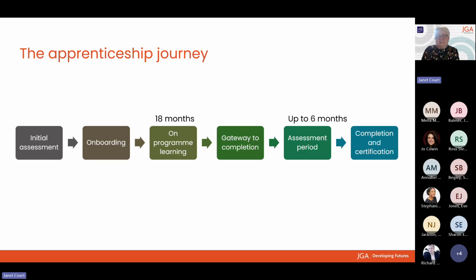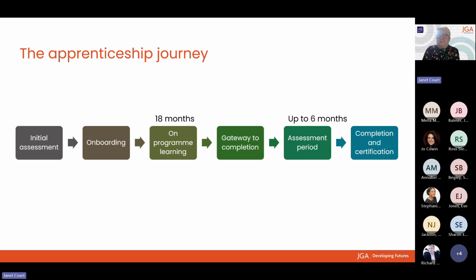So the apprenticeship journey tends to start from initial assessment and onboarding. That's before they get to me, generally. That's our sales and engagement team. This is a very well worked out system. We get a lot of feedback from our learners and managers that it's easy to understand, and everybody gets on board the right course in the right place, at the right time. Then the 18 months is the on-programme learning. Remember, that's 15 months of taught modules plus an extra 3 months.